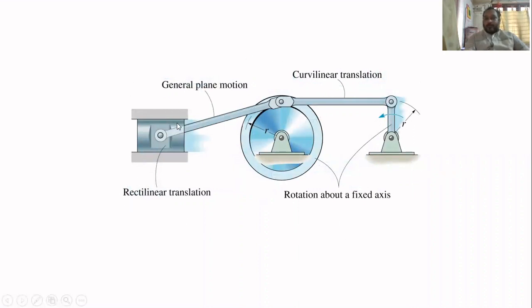This equipment represents all types of motion. The piston is moving to and fro, which is rectilinear motion, and this point is moving along a circular path. So this link is moving in a curvilinear path, and this link is in general plane motion, rotation and translatory motion. And this disc and this arm are moving about a fixed point as rotary motion.